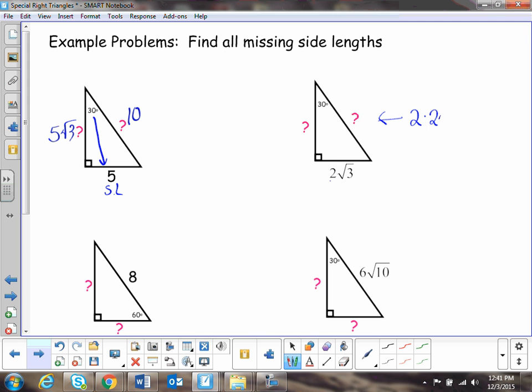2 times 2 radical 3. What is that? That's 4 radical 3. So that's your hypotenuse. Then to get this, we said you just take the short leg and times it by radical 3. And there we go. So radical 3 times radical 3 is just 3. 2 times 3 is 6. Okay, so these first two are if you were given the short leg first.